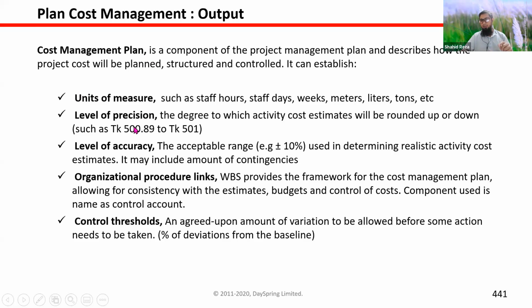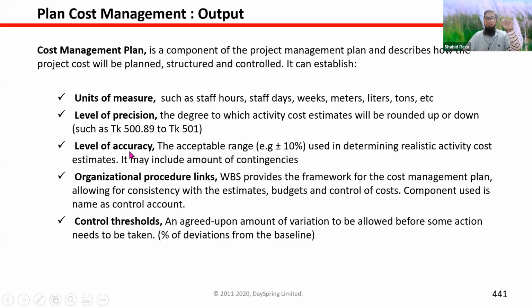Then level of precision. Based on your organization's policy, you have to follow the precision. Precision means how far after the decimal point you will take the values. Generally in Bangladesh, after the decimal, we use two numbers, 0.50, 0.89. In USA or in some other places, after the decimal point, they take four numbers. So that precision, you have to decide here. In Bangladesh, everywhere the practice is taking two numbers after the decimal when you are calculating money.